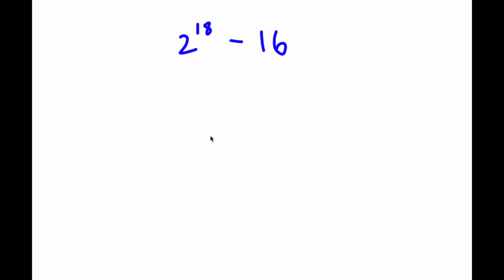All right, so in this problem, I have 2 to the power of 18 minus 16. So to solve this, I'm going to first rewrite 2 to the power of 18 as 2 to the power of 9 times 2. So now I have 2 to the power of 9 times 2 minus 16, which I can rewrite as 4 to the power of 2.